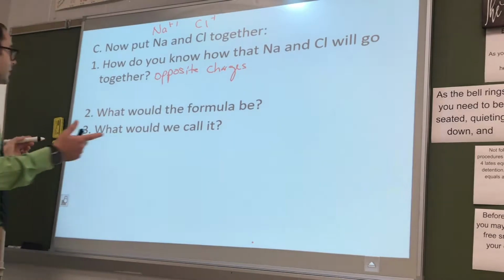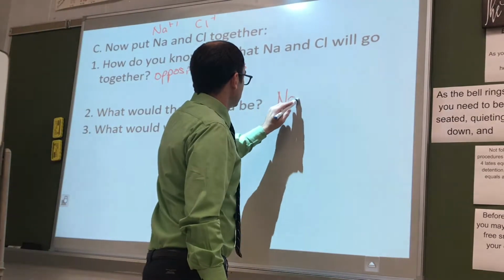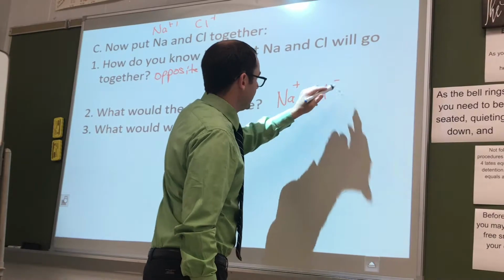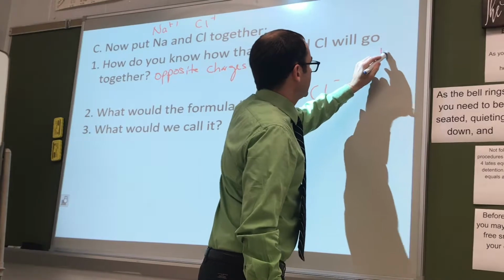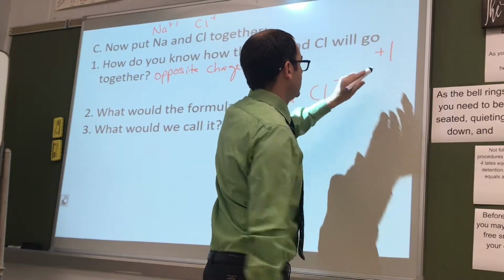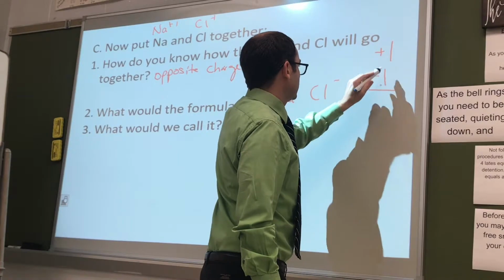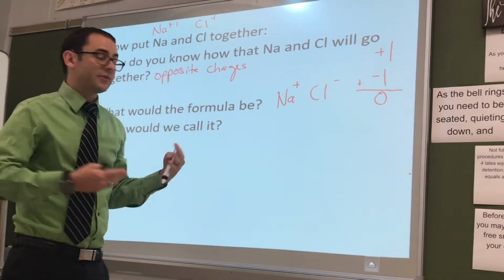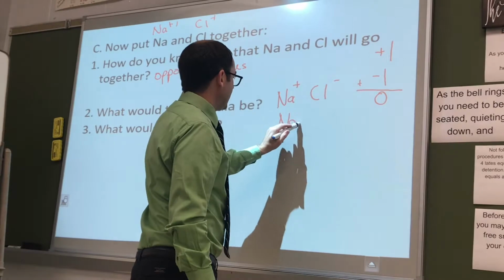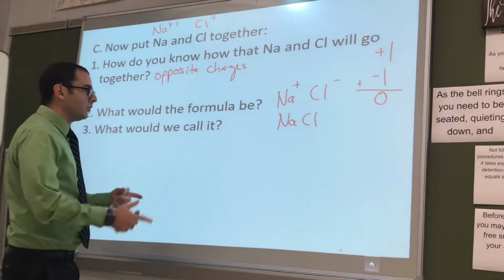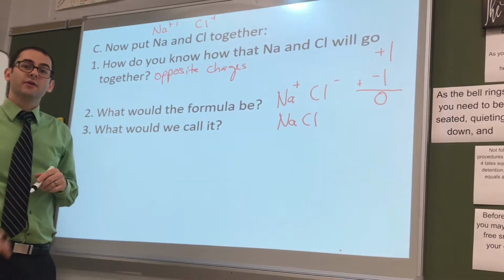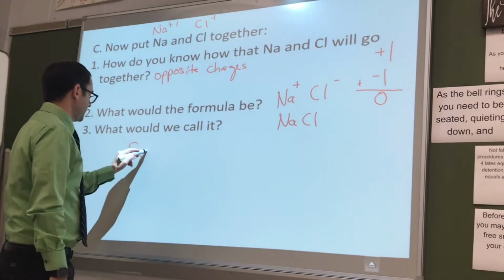So when we combine Na plus and Cl minus, they just kind of even out, right? If you think of it like a number line, what happens when you combine +1 and -1? You get 0, right? So that's how we know that this is going to work out. It's just going to be Na and Cl. They don't always work out perfectly. Sometimes we have to have more than one of them, and we'll go over what happens when we see that. What would we call this? Sodium chloride. Sodium chloride, yep.